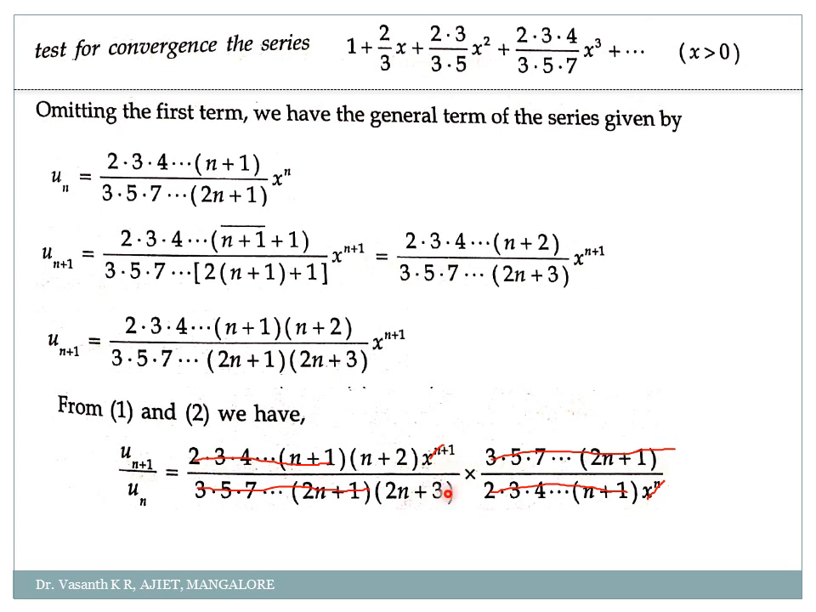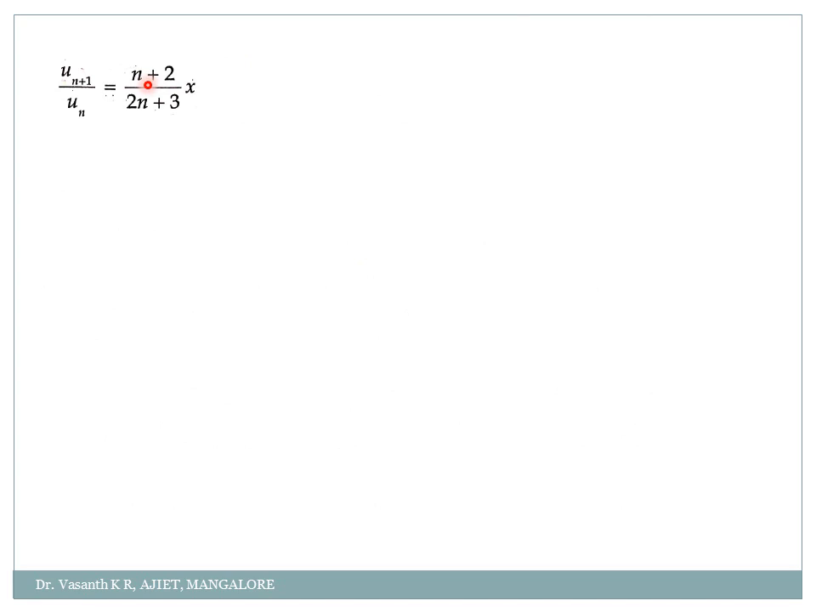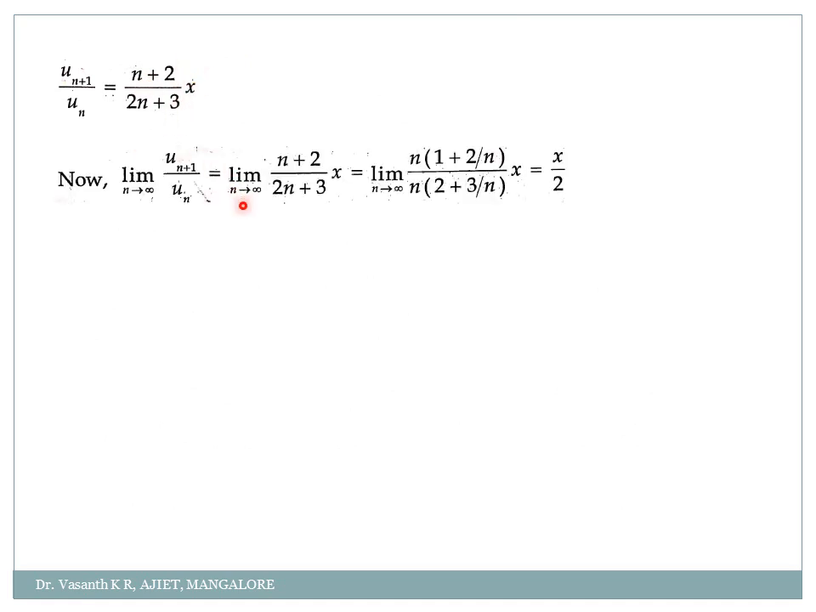So 2, 3, 4 up to n plus 1. Yeah, see here, n plus 2 divided by 2n plus 3 and 1x will remain. Now I'll apply limits. So I have applied the limits.